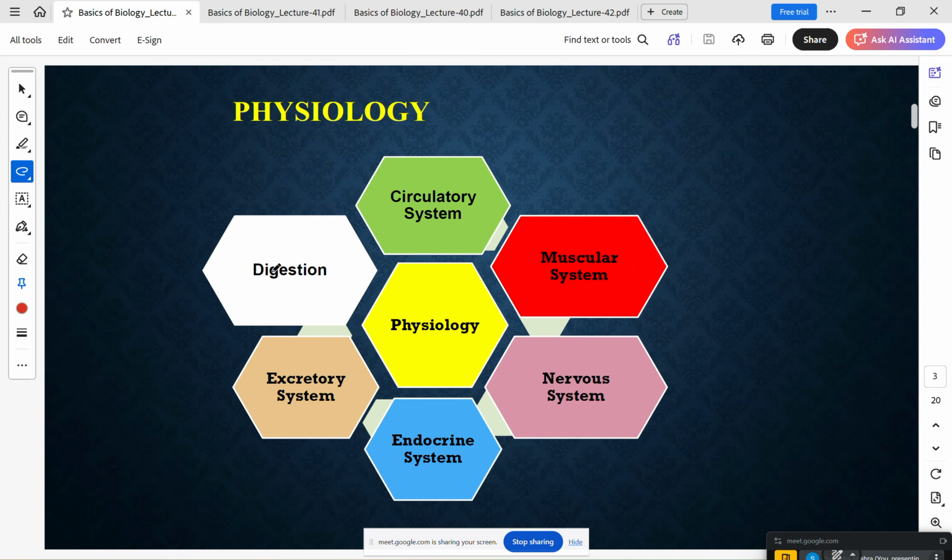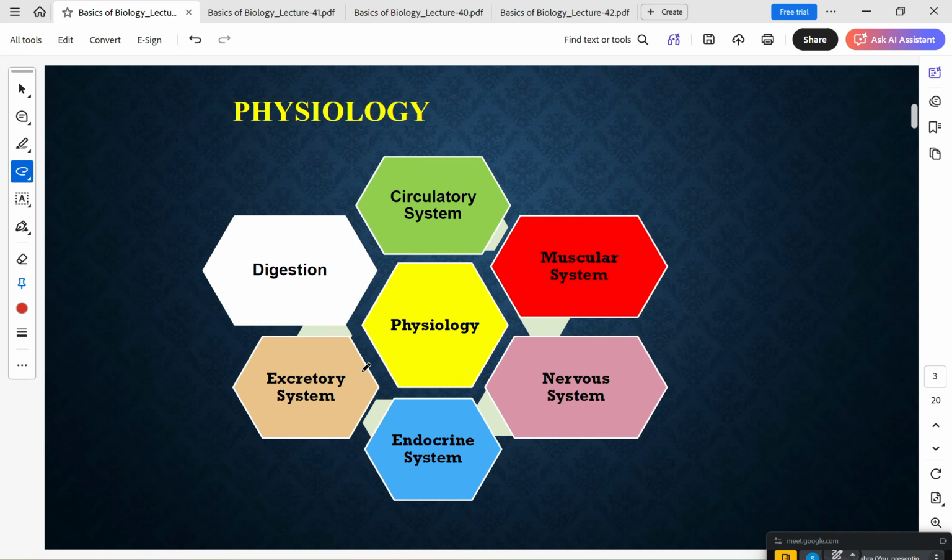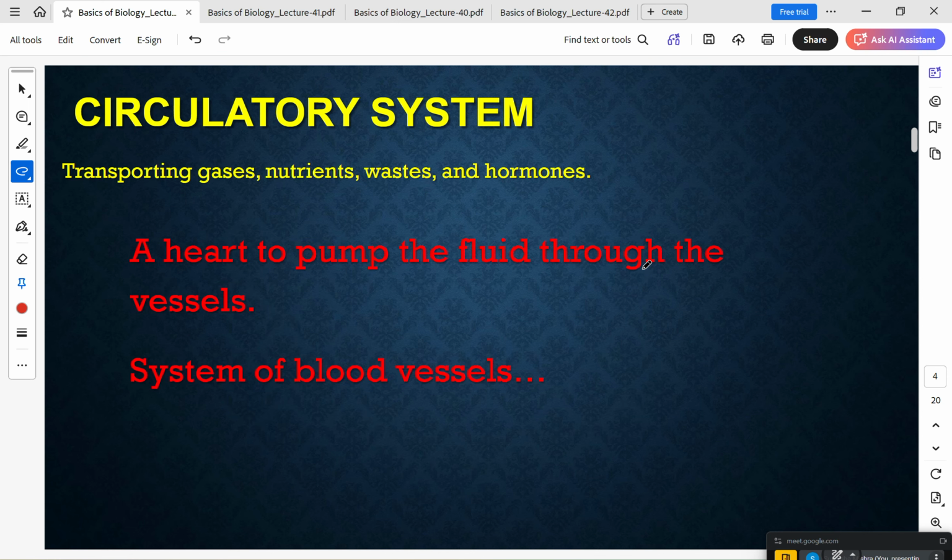So till now we have looked at classification, evolution, what cells are, what is the structure inside them, what are the biomolecules that make up these cells, and we have also looked at various cellular processes. Right now we are looking at physiology and the different systems that control the functioning of a normal body. Last week we looked at the digestive system, which is very essential for how we utilize the nutrients. This week we'll be looking at the circulatory system and the muscular system. Let's first look at the circulatory system.